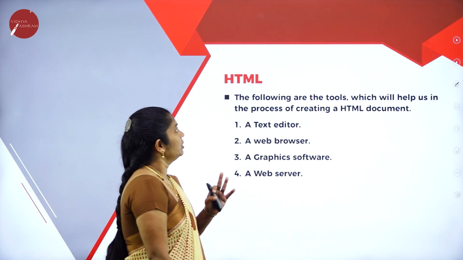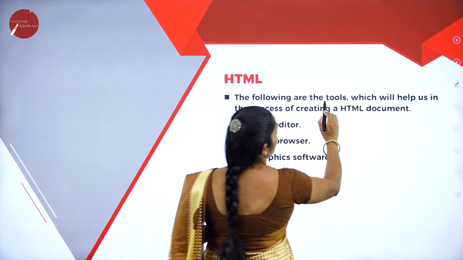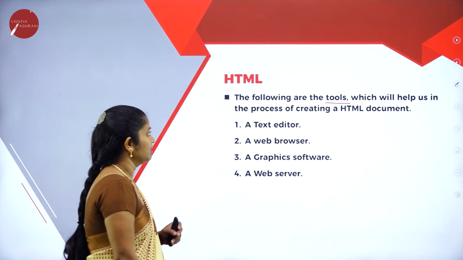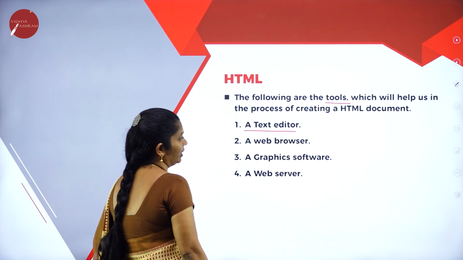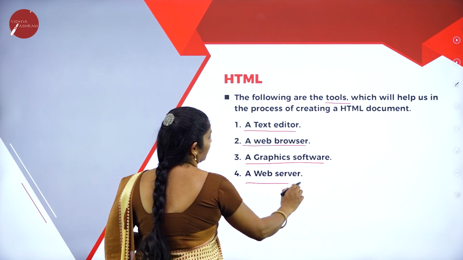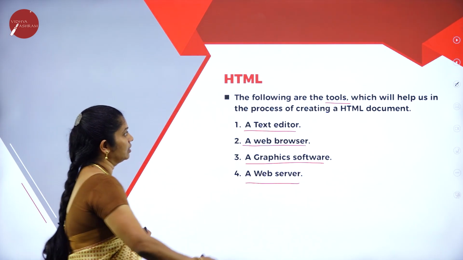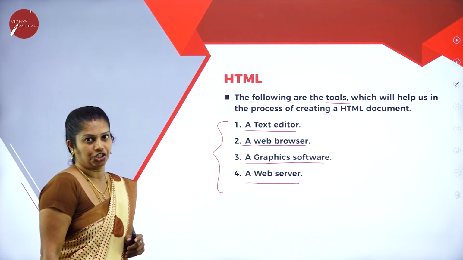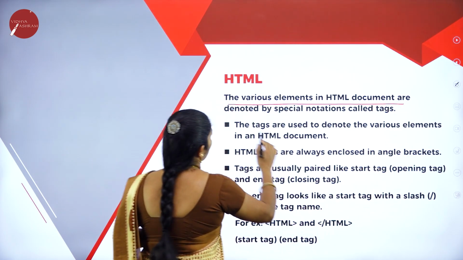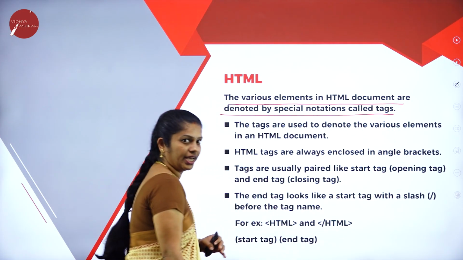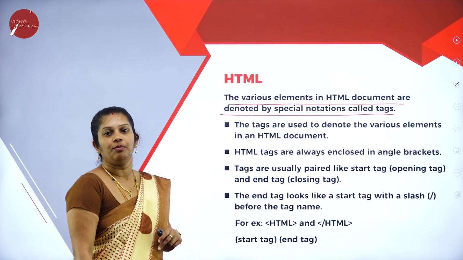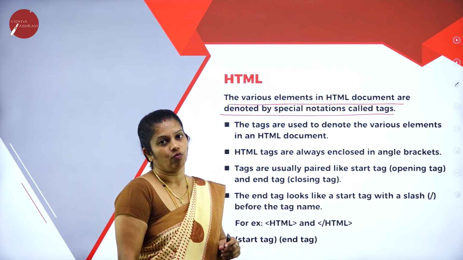Then, regarding HTML, the following tools help us in the process of creating an HTML document. The first one is the text editor we require to type the program, then a web browser, graphic software as well as a web server. These are the four tools we require in HTML. The various elements in HTML documents are denoted by special notation that is called tags. By using tags only, we are able to apply whichever action we want.